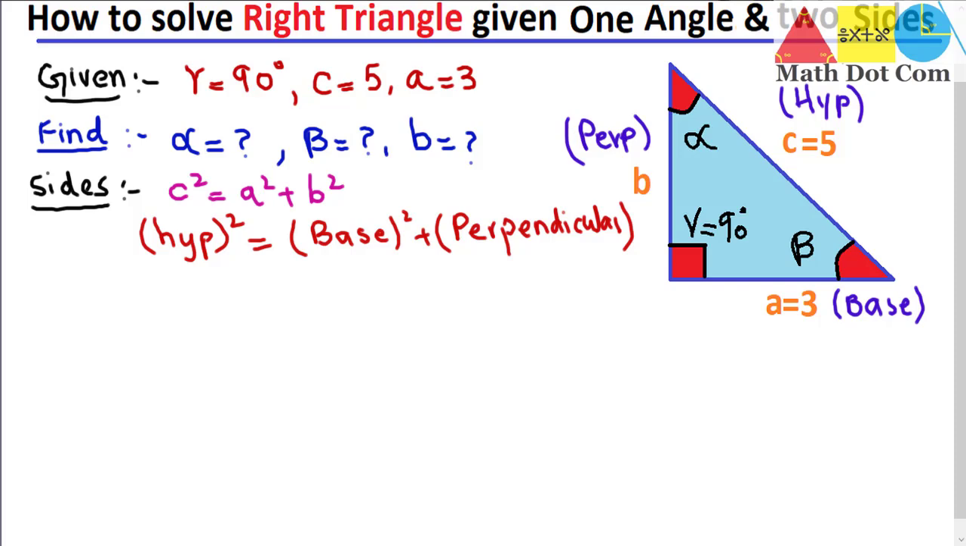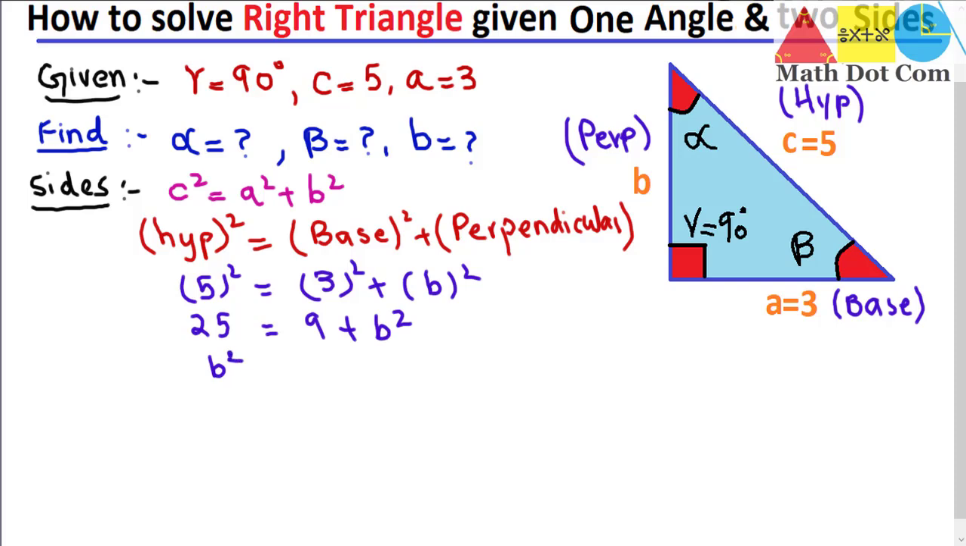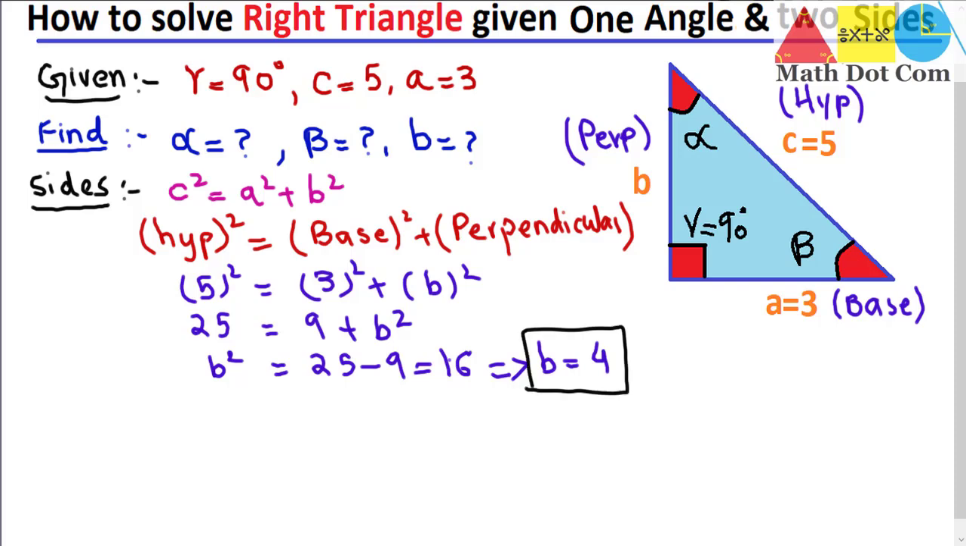Now we will put the values in this formula. Hypotenuse is 5, so 5 square equals what is base? Base is 3, so 3 square plus, we don't know the perpendicular, so we'll write just B square. So it will be 25 equals 9 plus B square. We move the values, so B square will equal 25 minus 9, that will equal 16. If we take the square root, then B will equal 4. So we have got the value of B, and we are done with this value.